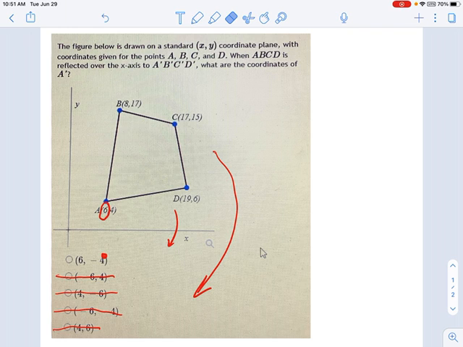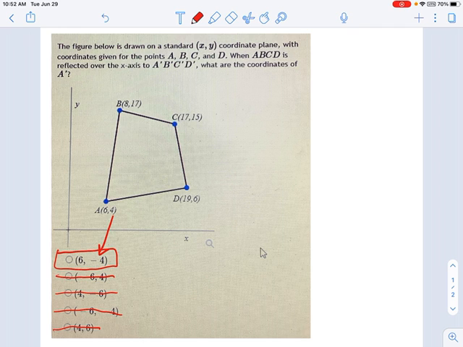And we can double check this too by saying, well, if I flip it over the x-axis, the y value should just be the negative version of itself. And yeah, that works too. You see, the x value is unchanged here at 6, and the y value has become negative 4 instead of positive 4. So that's how we do a transformation.